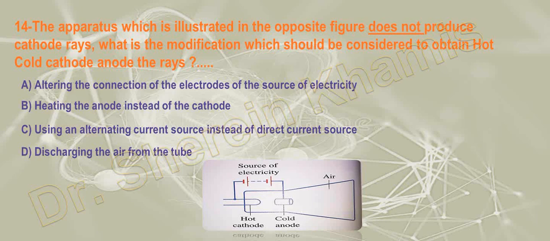We said there are two conditions that must be met in the vacuum tube: discharging the air under low pressure, and the potential difference between the two poles, the cathode and anode, reaching 10,000 volts. So the right answer is D, discharging the air from the tube. Okay, it is a very important question. Let's go to the next question.